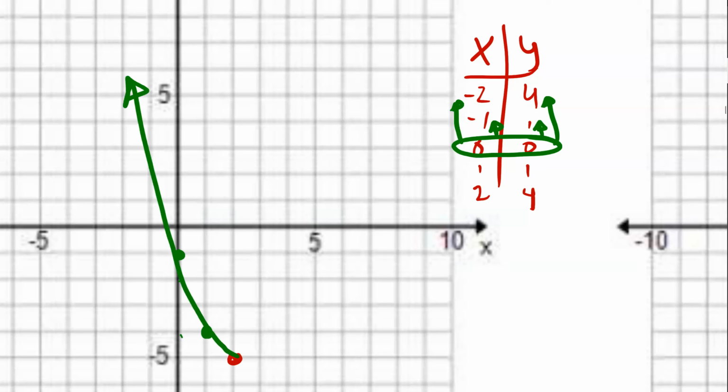And then since I know my vertex is where my line of symmetry occurs, since I am over 1 and up 1 from my vertex, I also will be over 1, up 1 on the other side because there's a line of symmetry.